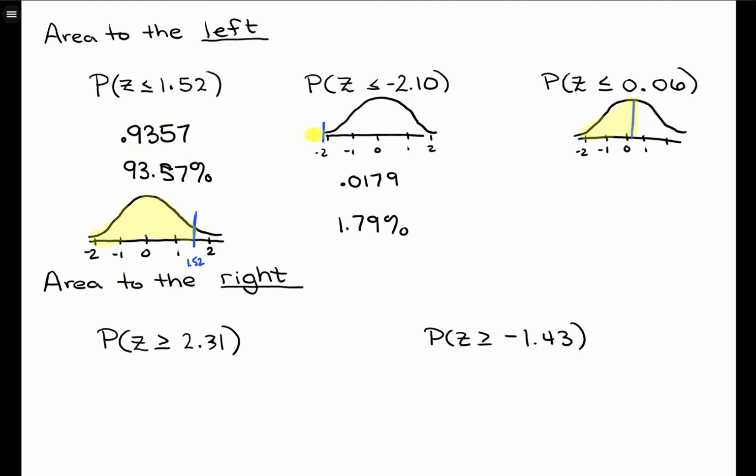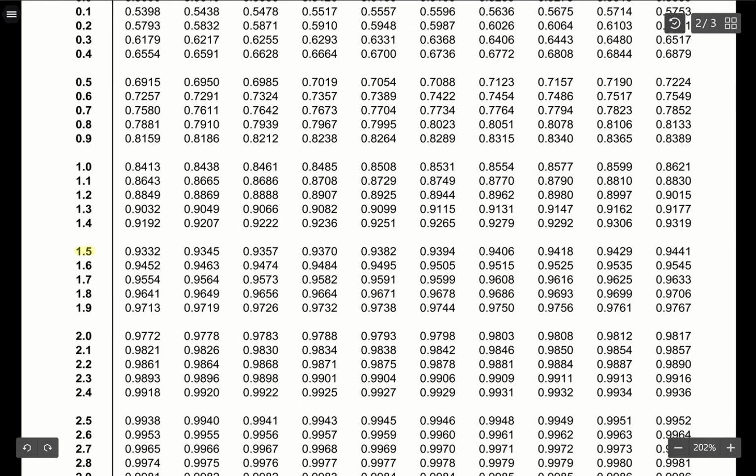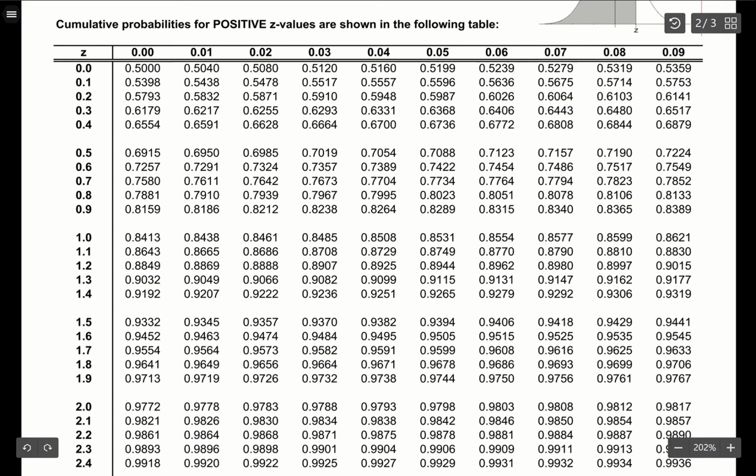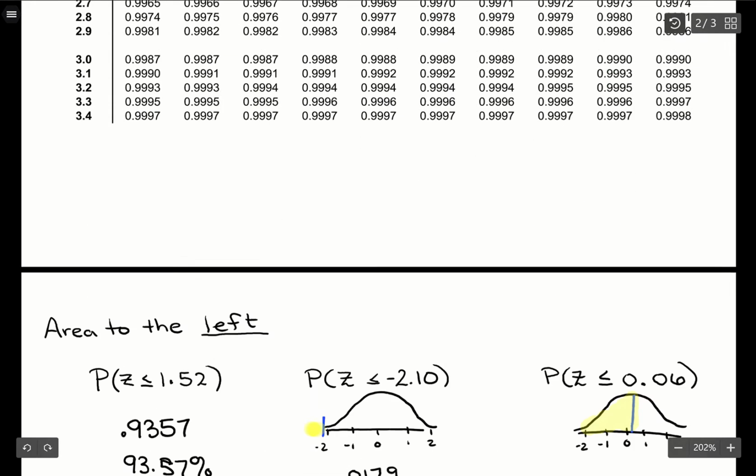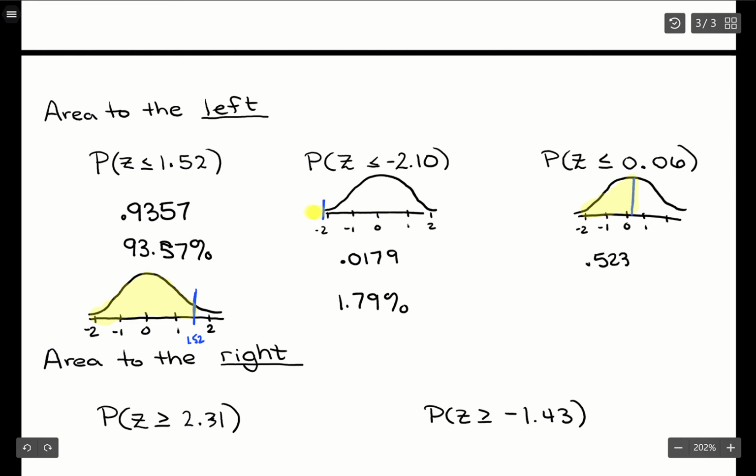So with this question, I have a 0 in the ones place and a 0 in the tenths place. So when I go to my table for the positive, I'll be using this very first row here. So there's my 0.0. And then my last digit is the 0.06. So I have that 0.5239, which is again close to that 50%, just like I expected. So 0.5239, which is 52.39%. So finding area to the left, you just look up the number on the table, and then that number is your probability.